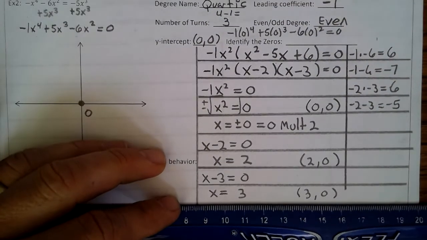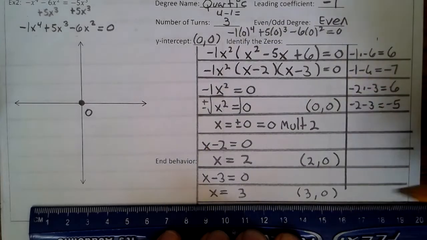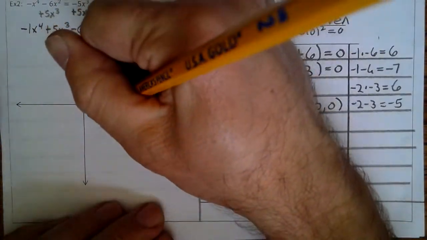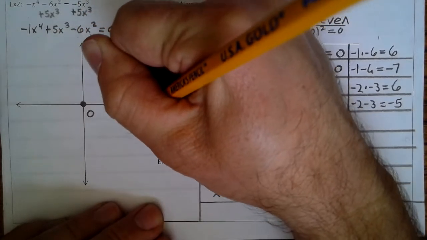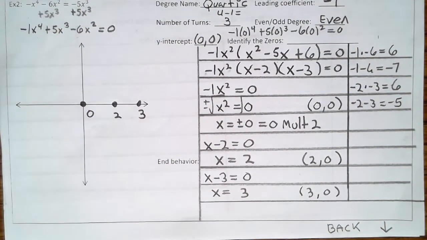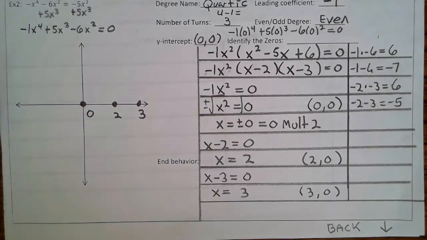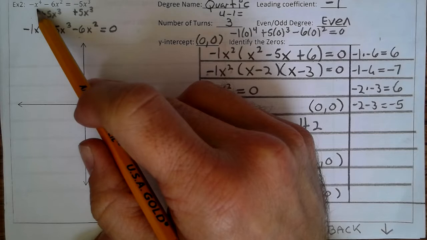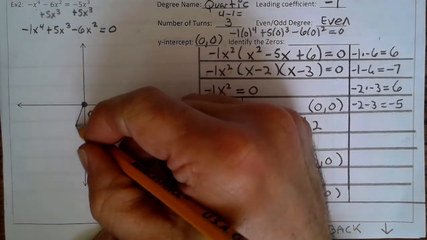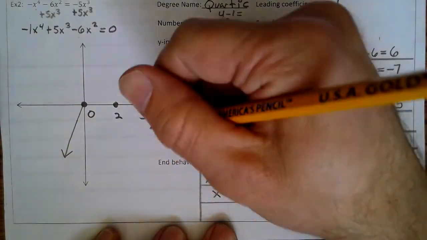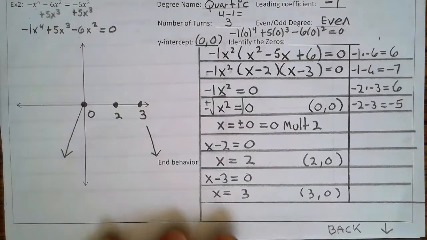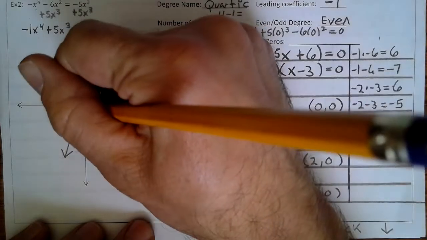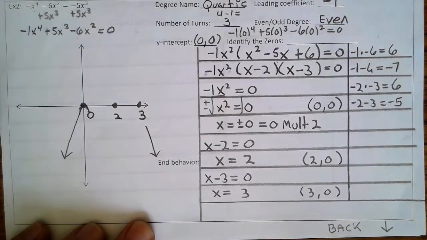Okay, so let's go ahead and put those on the graph. So 0, 2, 3. Now, we know that since it's negative, it's opening downward. Okay. Now, we know it's 0 in multiplicity 2, so it touches and turns. So it touches and turns. And it has a total of 3 turns. So there's your turns.